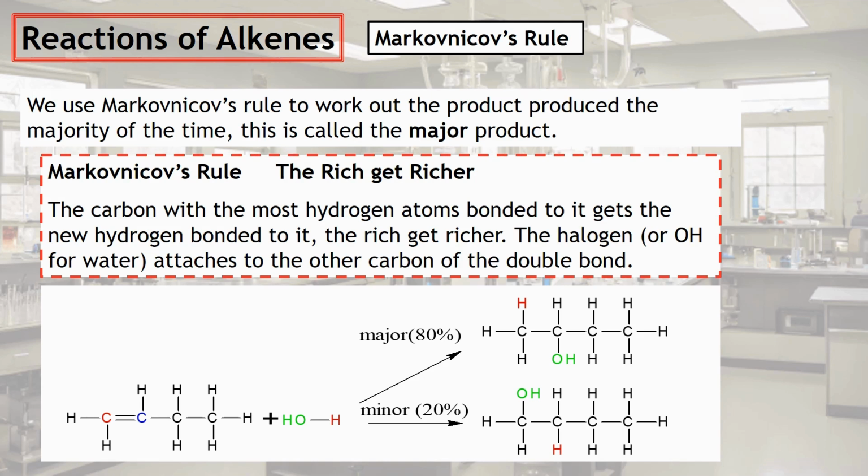However, when we explain it, we have to use this phrase below. The carbon with the most hydrogens bonded to it gets the new hydrogen bonded to it. We don't write the rich get richer, we just use that to remind us what happens. Let's look at an example from an exam.